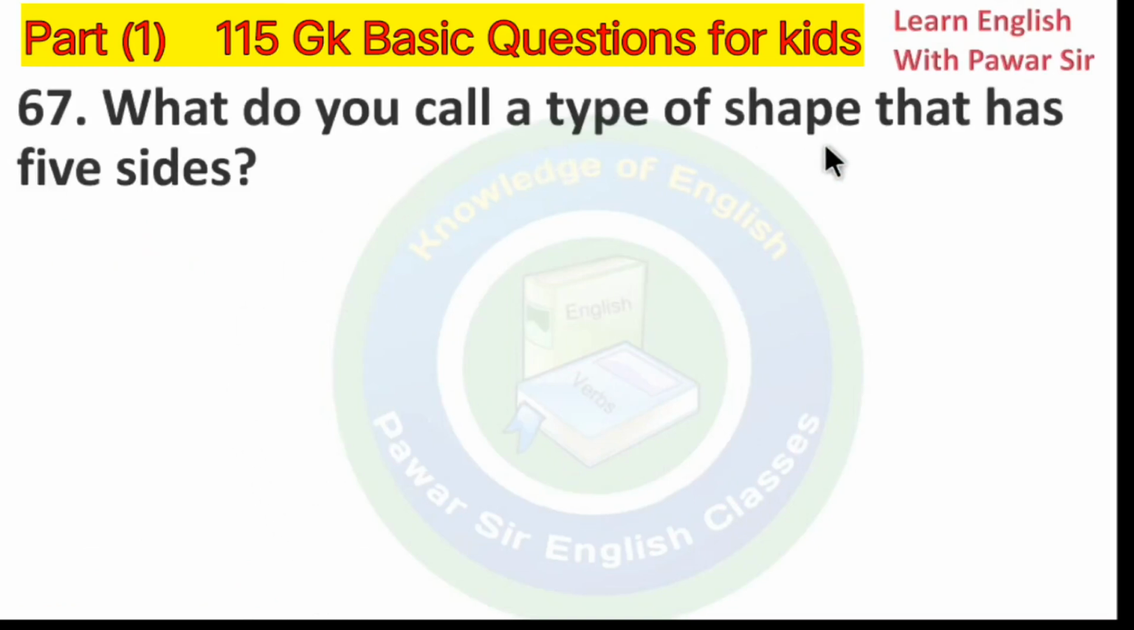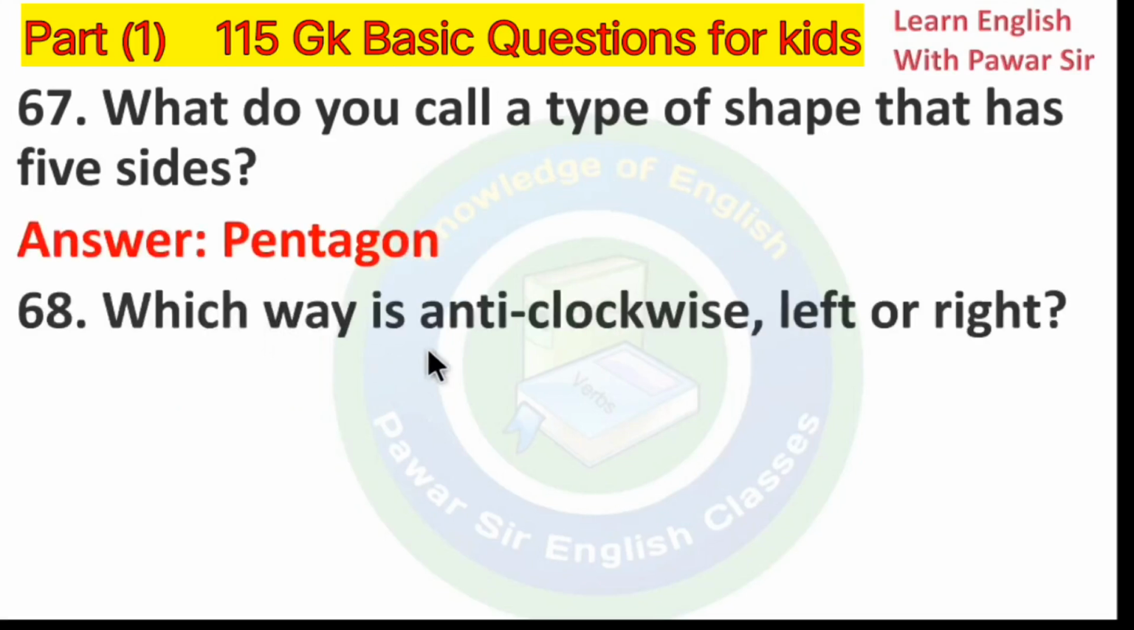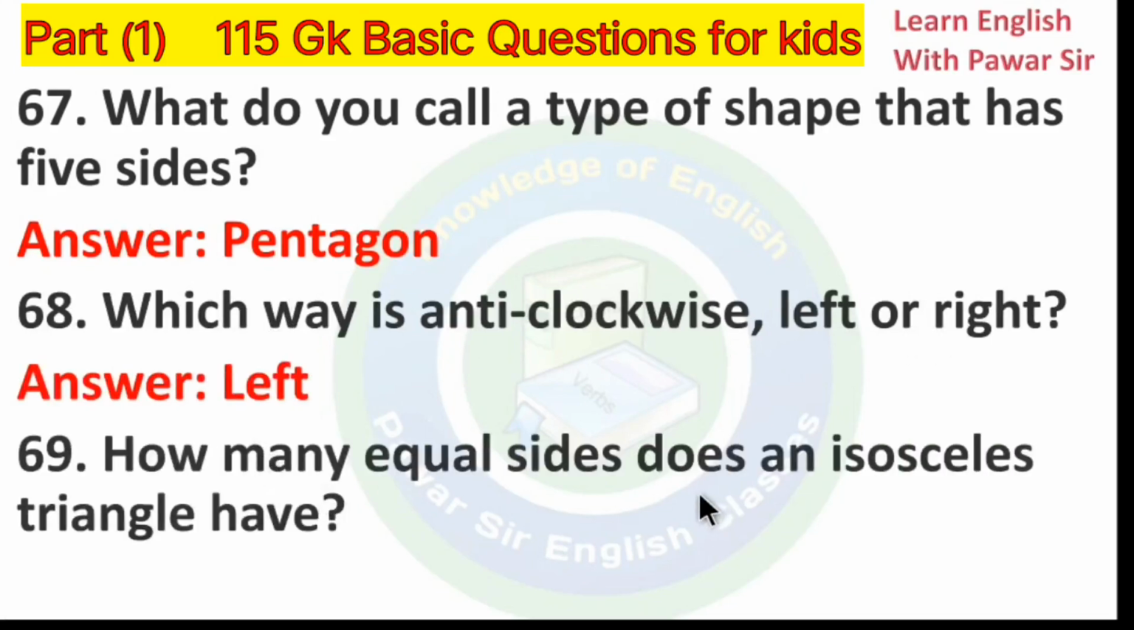What do you call a type of shape that has 5 sides? Pentagon. Which way is anti-clockwise, left or right? Left. How many equal sides does an isosceles triangle have? 2.